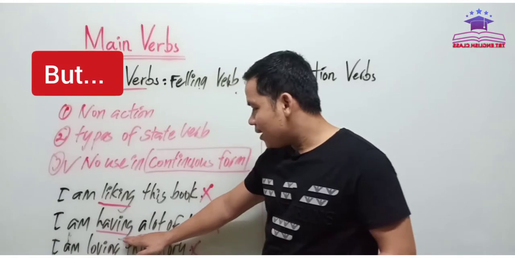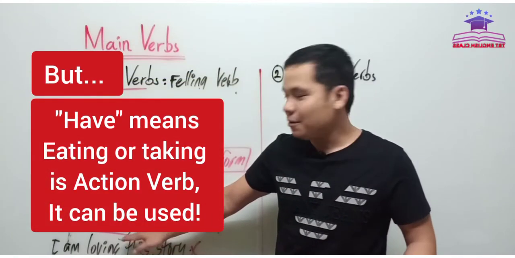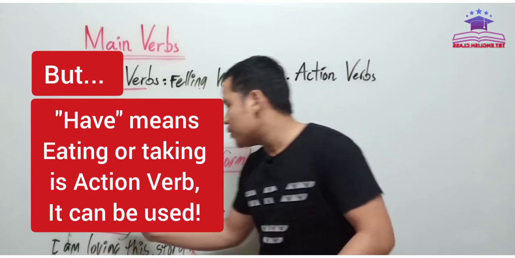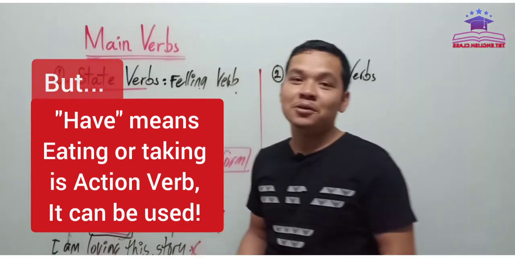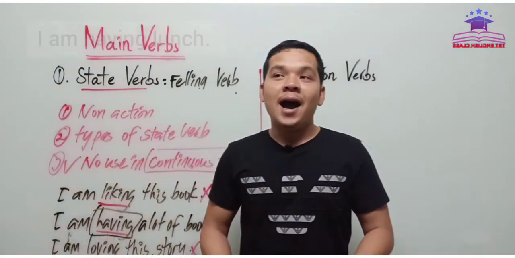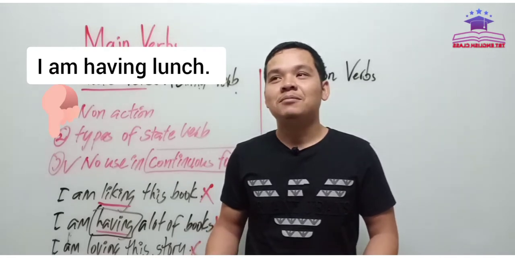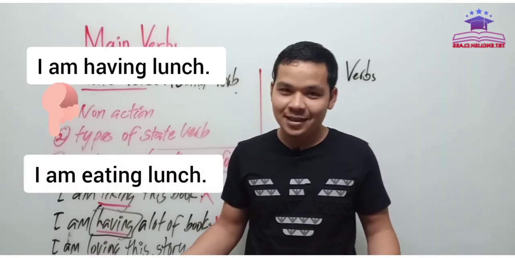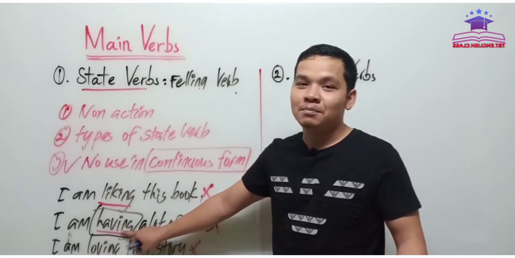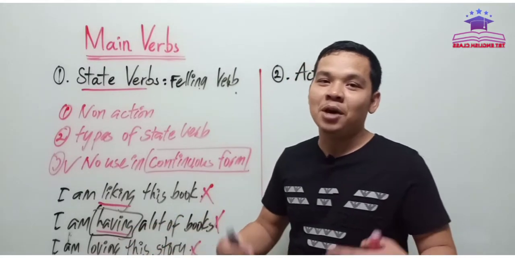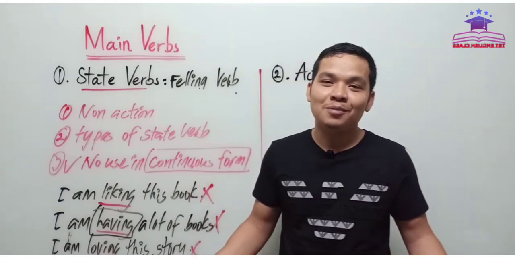But having, when we talk about an action verb meaning eating or taking, can be used. When the verb having means eating or taking, it can be used. Like I say, "I am having lunch," "I am having dinner." We can use this because the verb having here is not about possession, it just talks about the action. "I am having lunch" is different from "I am having a lot of books."